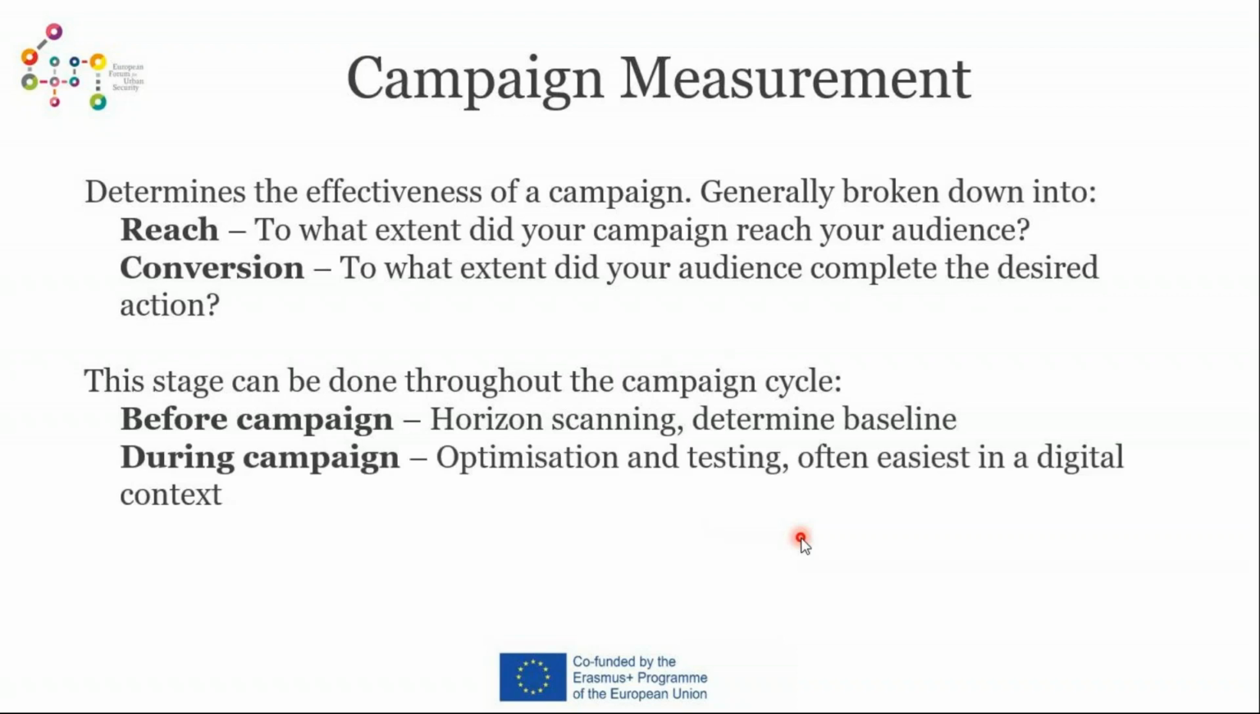During the campaign, when you've put materials out, if you notice that those materials are not reaching the right people, or they're not reaching enough people, or they're not converting enough people, you could use campaign measurement during the campaign to optimize your campaign and test various messages. And this is normally easiest in a digital context. So normally when you have adverts online, it's a bit easier to do this kind of optimization and testing during your campaign.